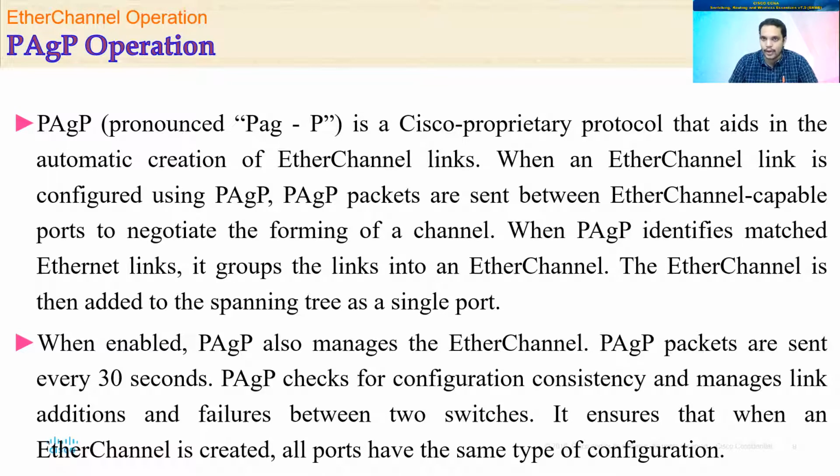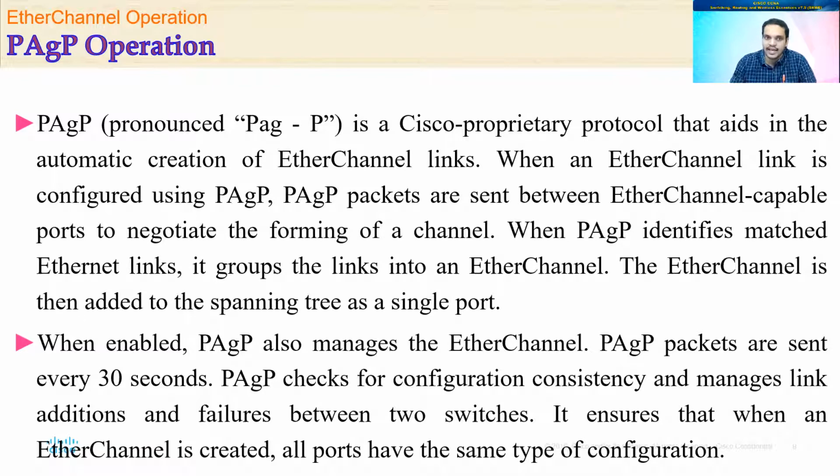It is a Cisco proprietary protocol which aids in automatic creation of EtherChannel links. When you enable PAgP, PAgP packets are sent between the capable ports on the switches to negotiate the forming of a channel. It has 3 modes. We'll discuss them. When PAgP identifies matched Ethernet links, it groups the links into an EtherChannel.